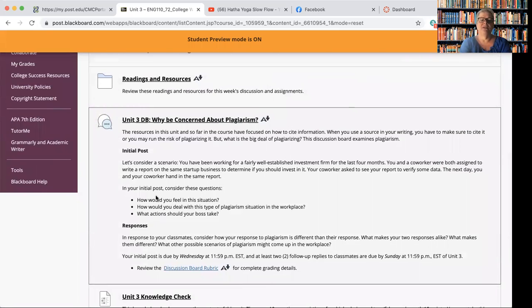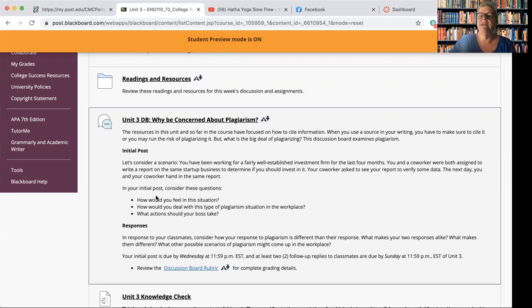So let's consider a scenario. You've been working for a fairly well-established investment firm for the last 4 months. You and a coworker were both assigned to write a report on the same startup business to determine if you should invest in it. Your coworker asked to see your report to verify some data. The next day, you and your coworker hand in the same report. So think about these questions. How would you feel in this situation? How would you deal with this type of plagiarism situation in the workplace? And then what actions should your boss take?